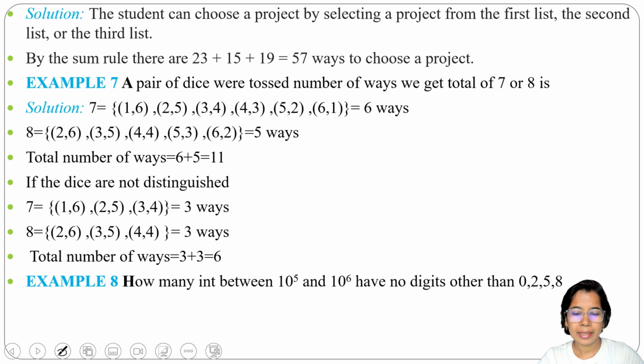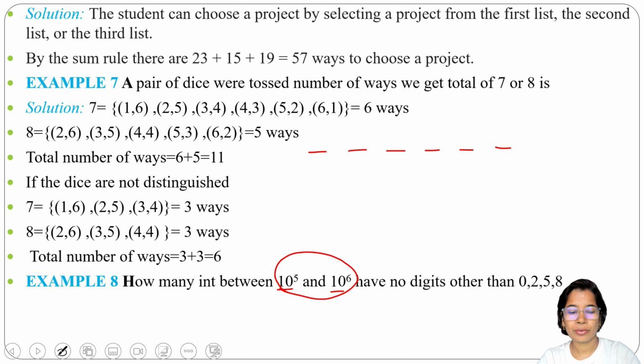Next, example 8. How many integers between 10 power 5 and 10 power 6 have no digits other than 0, 2, 5, 8? So numbers between 10 power 5 and 10 power 6 contain 6 digits. And those digits should be 0, 2, 5, 8. 0 cannot be in the first place, as if 0 is in the first place, the number will not be in the range 10 power 5 to 10 power 6.